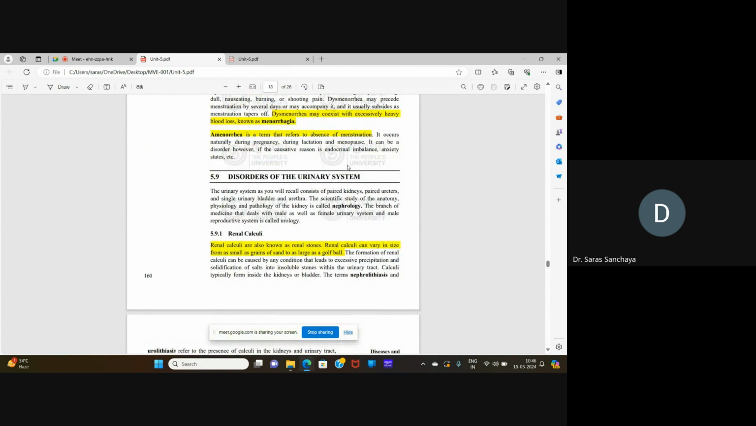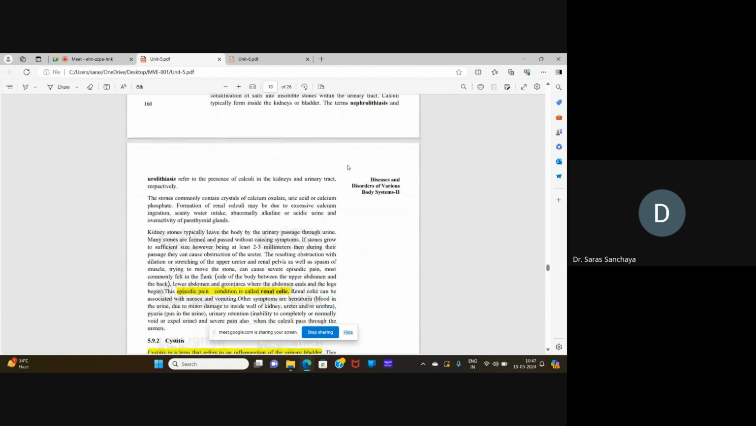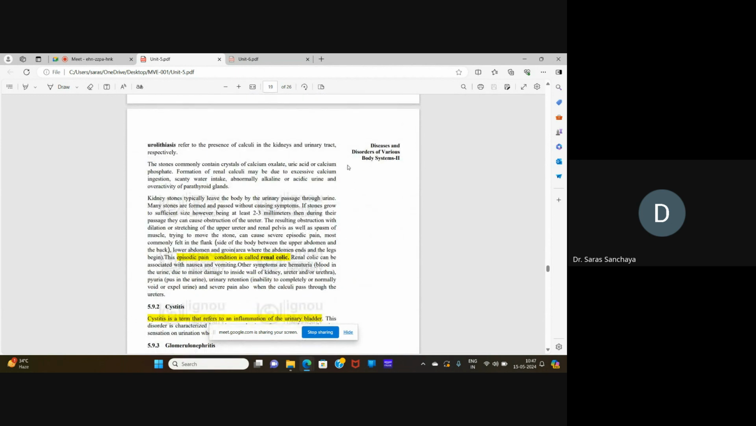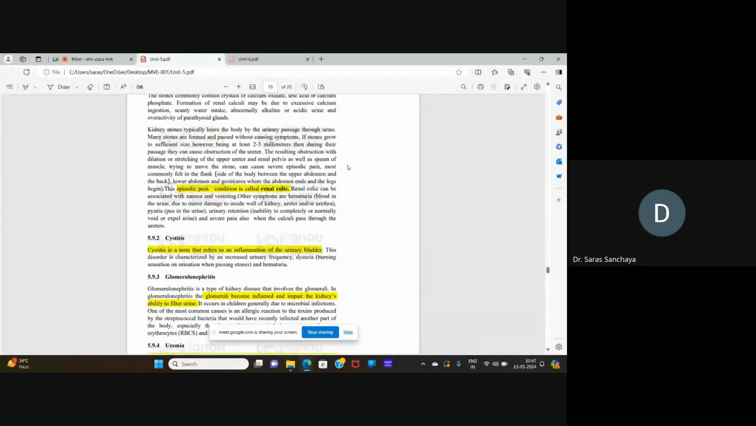Now, disorders of urinary system. First one is renal calculi or renal stones. Renal calculi, also known as renal stones, can vary in size from as small as a grain of sand to as large as a golf ball. Now, there is episodic pain in renal calculi, which may extend to other parts of the body, that is called as renal colic.